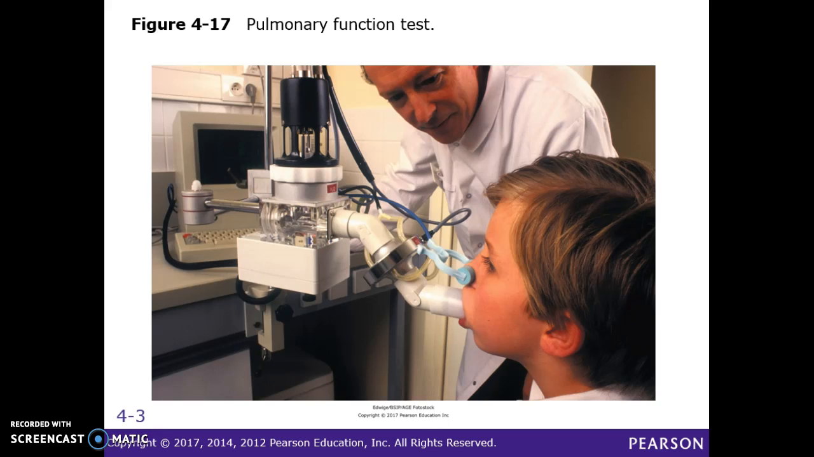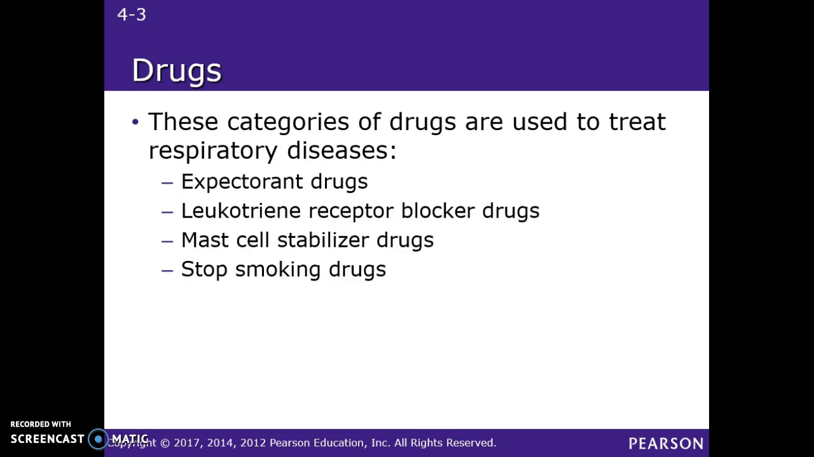And then you're going to be looking at some of the medications. Especially when we think about things like the flu or asthma, those are some of the more common drugs that you're going to be dealing with. But of course, there are others as well. Leukotriene receptor blocker drugs and mast cell stabilizers are both different types of drugs we're going to use with asthma or other breathing difficulties. And then, of course, stop smoking drugs are included in here because obviously smoking is going to affect your lungs, right?